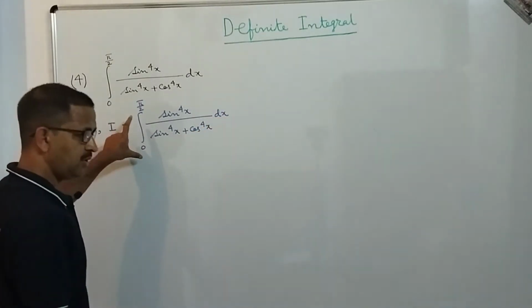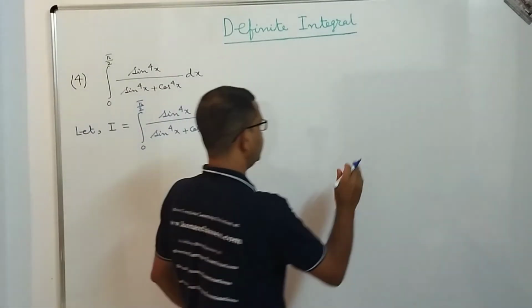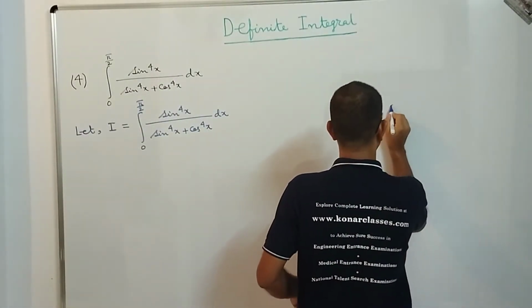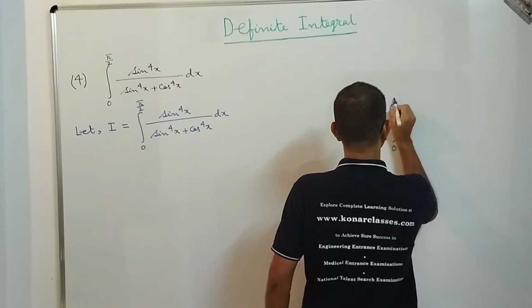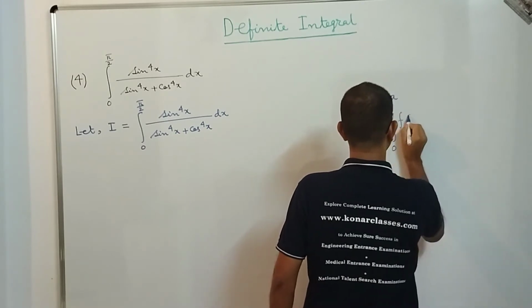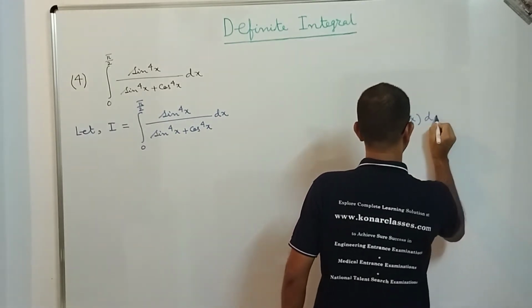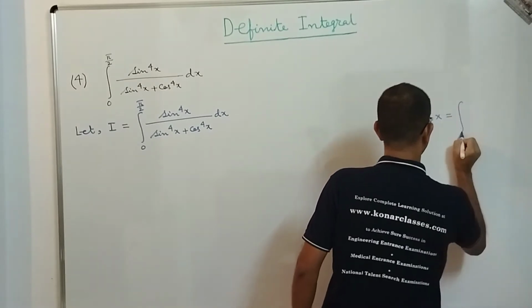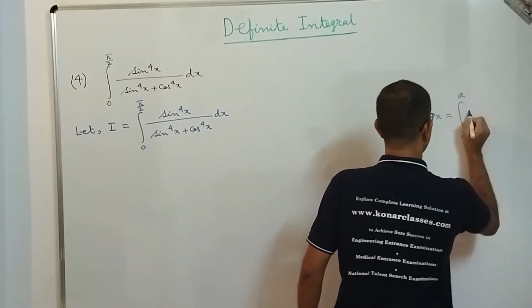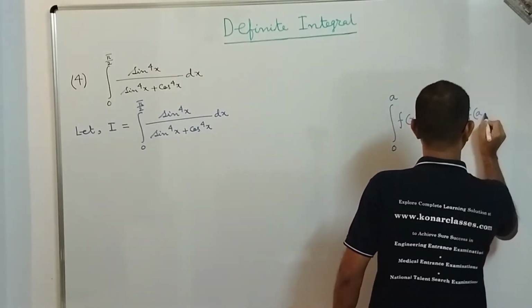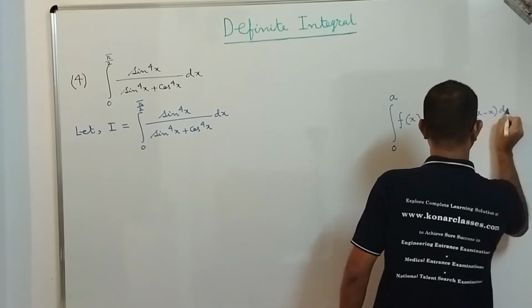Now what rule we are going to apply, dear students, is that we know there is one property of definite integration: the integration from 0 to a of f(x) dx is equal to the integration from 0 to a of f(a minus x) dx.